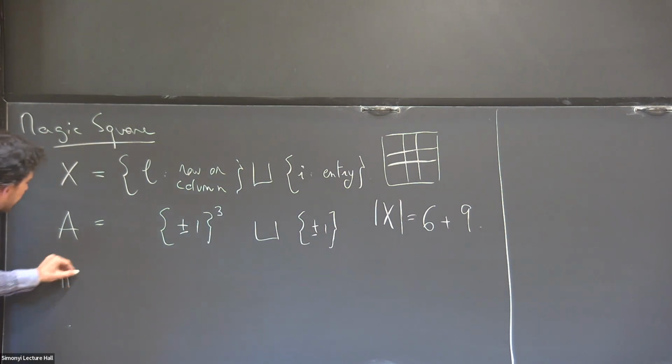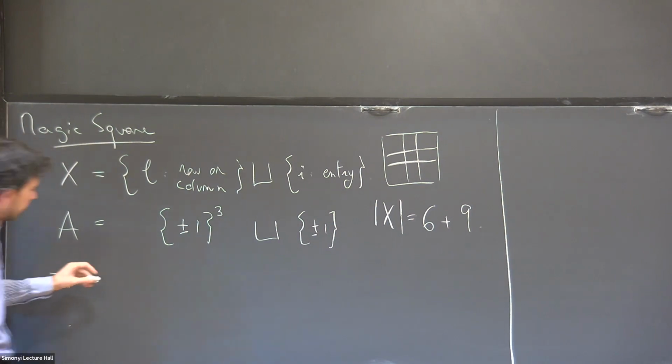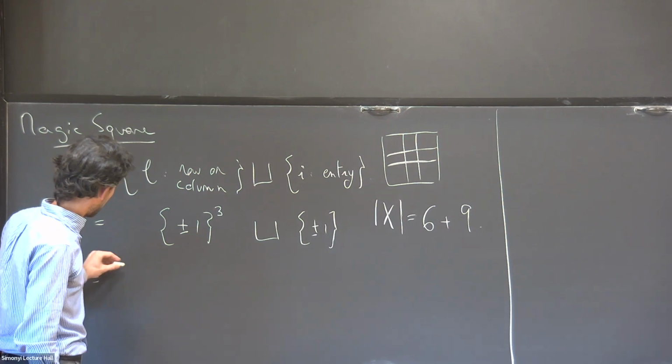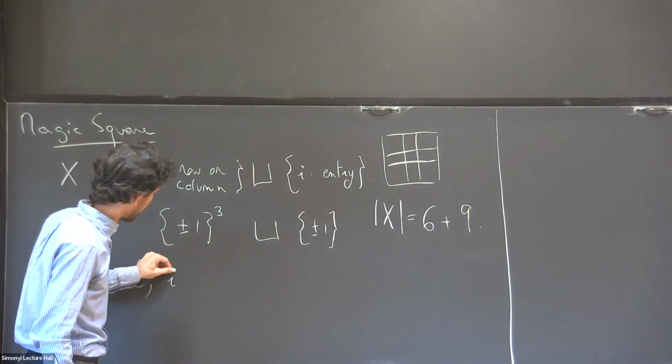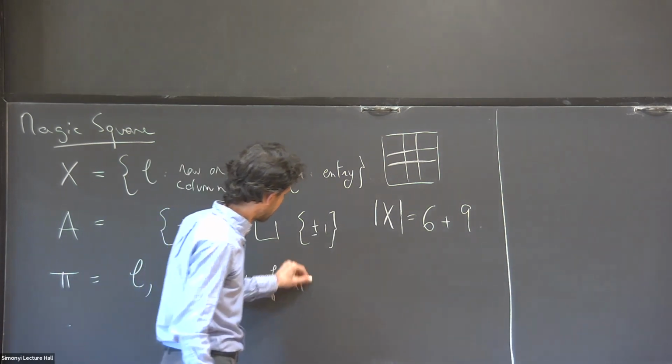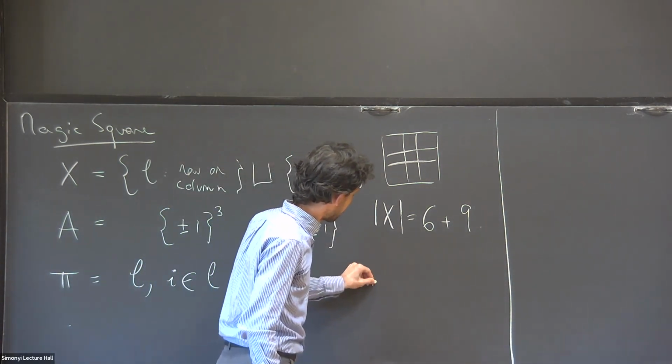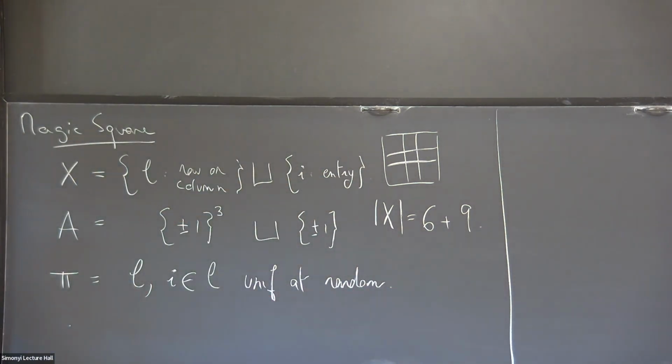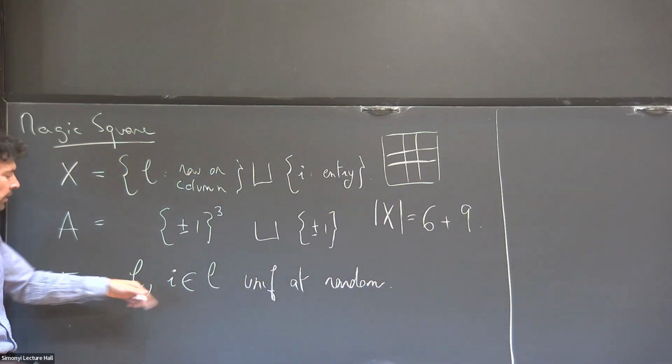Now, what's the distribution on questions, pi? You return an L and an I that's in L uniformly at random. So to generate a pair of questions, I select one of the 6 possible lines at random, and then one of the 3 possible squares in that line at random, and that generates a pair. And then, I'm not going to write it, but we usually symmetrize things. So the one that I call X and the one I call Y could be the line or the square or vice versa.